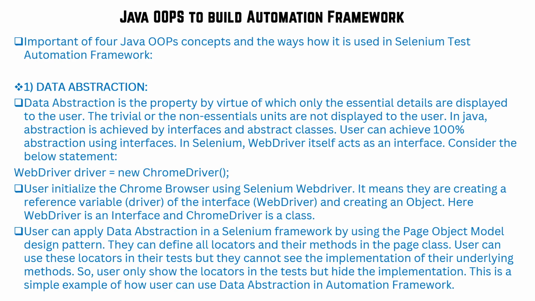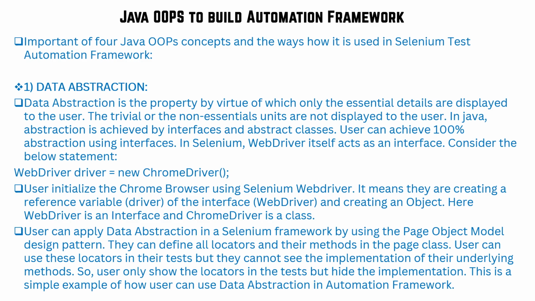What is abstraction? Abstraction is the property by virtue of which only the essential details are displayed to the user. We are hiding the details; the trivial or non-essential units are not displayed to the user. In Java, abstraction is achieved by interfaces and abstract classes. You can achieve 100% abstraction using interfaces.